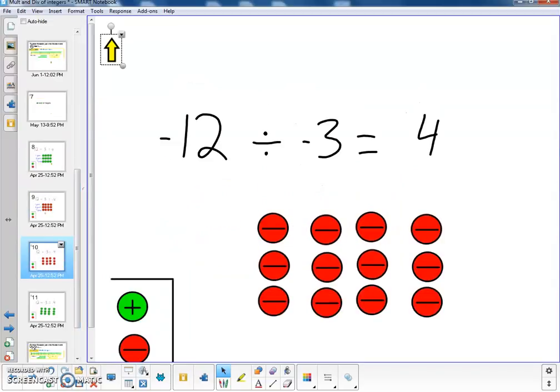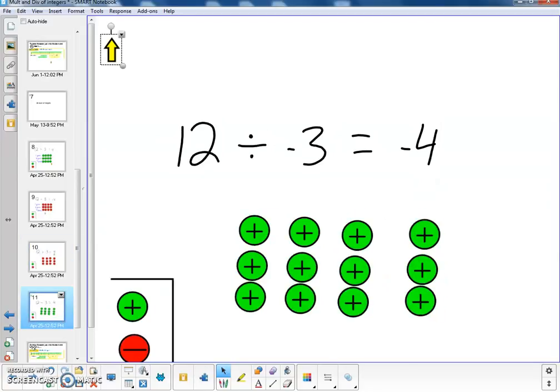Let's try this one. Okay, this is where it gets goofy a little bit. You have negative 12. You divide negative 3 into each group, let's say. That means you get 4 groups. So if I were to take this negative 3, put it in a group, this negative 3, put it in a group, this negative 3, put it in a group, and of course the last negative 3, put it in a group, clearly I have 4 groups. So a negative 12 things, when I have negative 3 in a group, is 4 groups. So a negative 12 divided by negative 3 is 4.